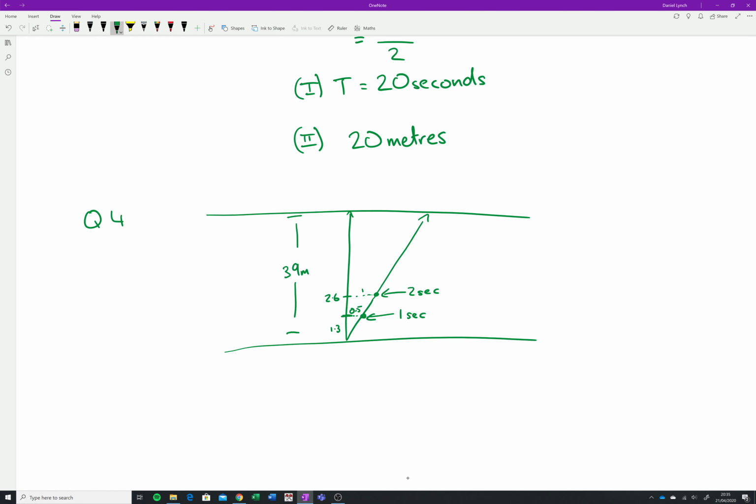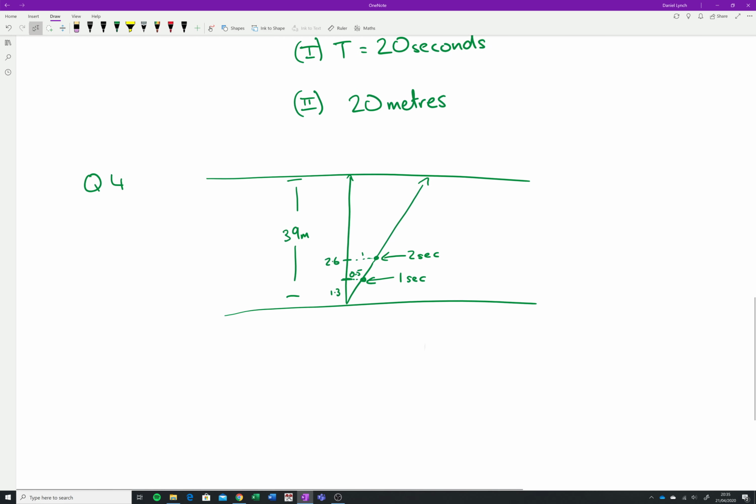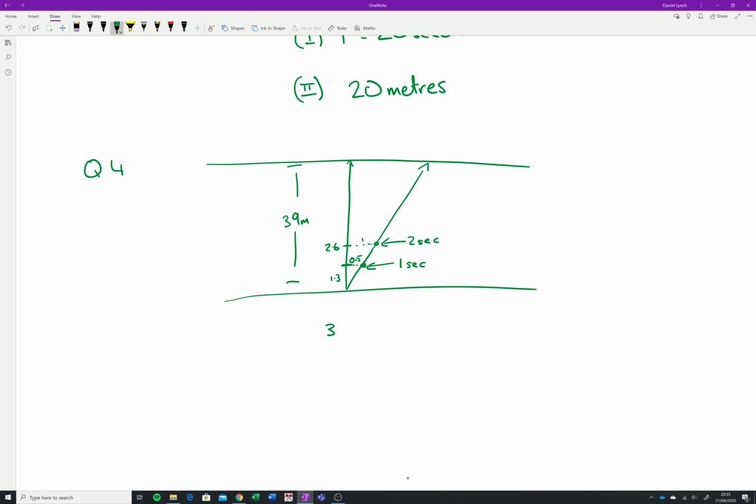But here's the point. We have to make it to 39 and we're going up by 1.3 every second. So that is just the same as before. The time taken is going to be the distance traveled in an upward direction, 39, divided by what we're doing each second, and what we're doing each second is 1.3. So we will have to figure out what that is.